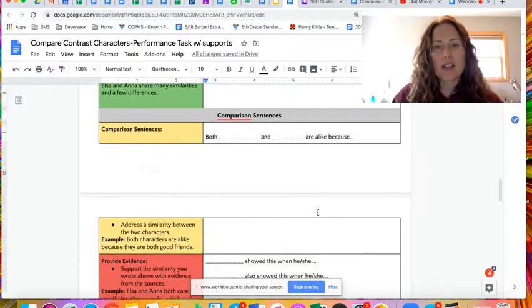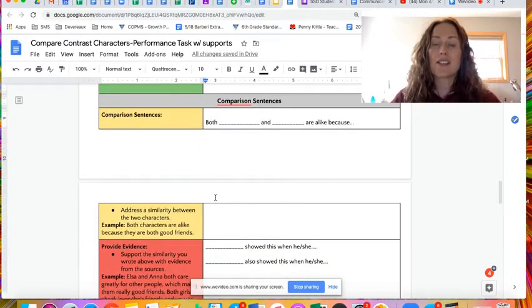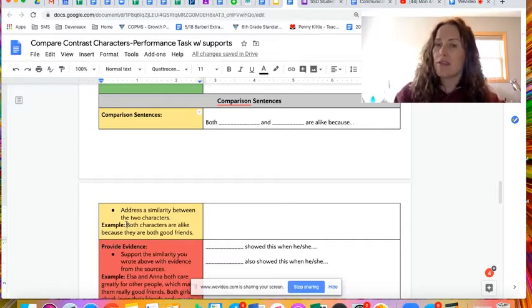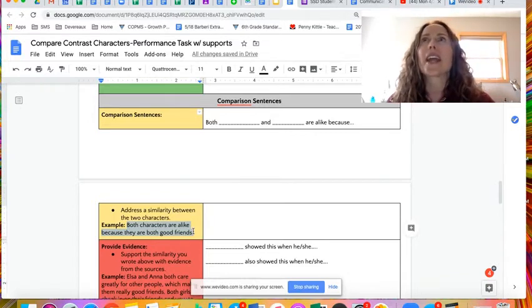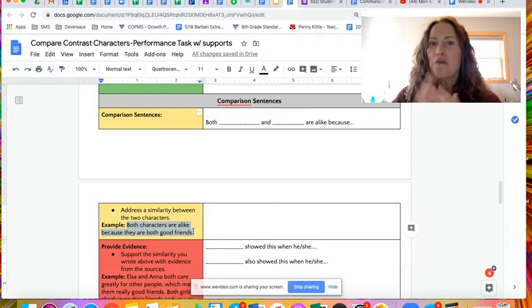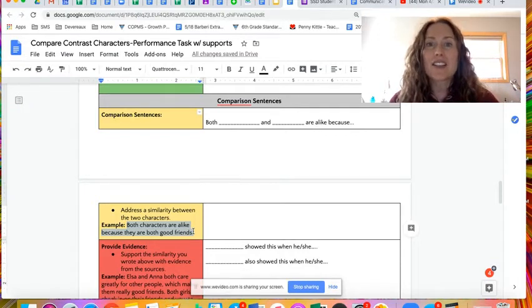Next up are the comparison sentences. We're going to start with a transition sentence here, color-coded yellow, that tells that there's a similarity between the two characters. So I'm going to pick one thing that was similar to talk about. For example, thinking about Elsa and Anna, both characters are alike because they are both good friends. So I'm going to think, what's a similarity? I think I might choose bravery for Mars and Jose. Even though Jose is kind of not so smart, he's definitely brave to try to do things that he's maybe not skilled enough to do.